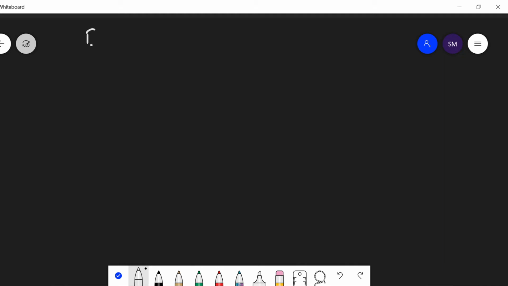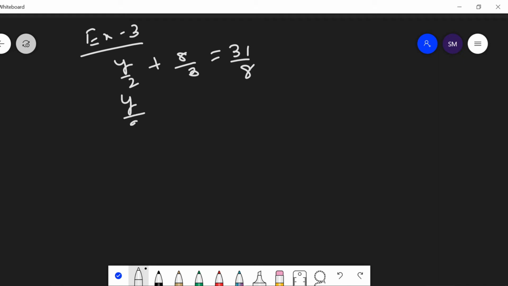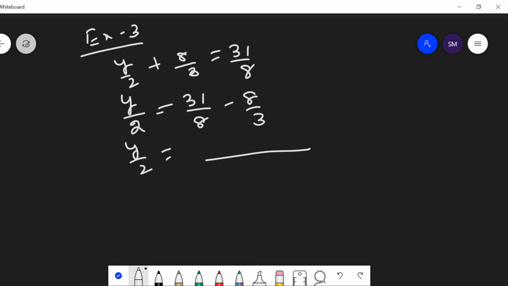Here the question is given: y upon 2 plus 8 upon 3 is equal to 31 upon 8. I have already told you, please keep the variable in the LHS and shift the constant to the RHS. This is 31 upon 8 minus 8 upon 3. Then y upon 2 is equal to, taking the LCM of 8 and 3 as 24, 31 times 3 is 93 minus 64.